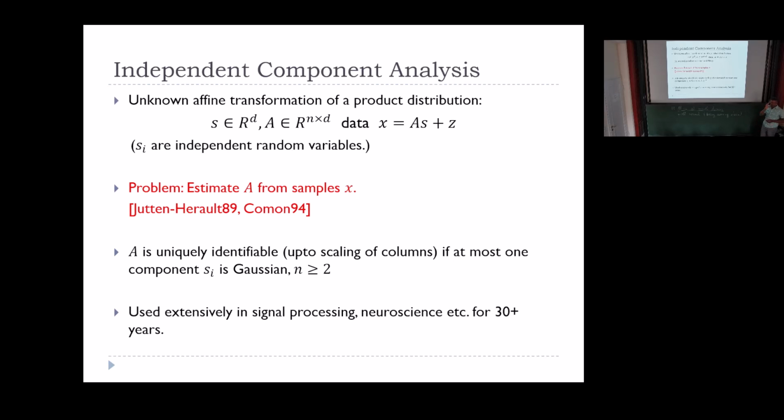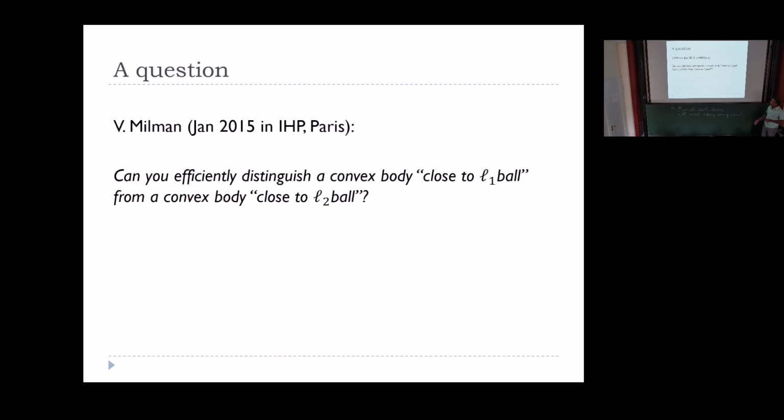Is the problem definition okay? Okay. I will show it to you from two more perspectives. This is a question from 2015 at a winter school in Paris. Talon asked me, can you efficiently distinguish a convex body close to an L1 ball from a body close to an L2 ball? This will be a very closely related problem. Close to is not well defined, but he just meant close to in some generic sense.